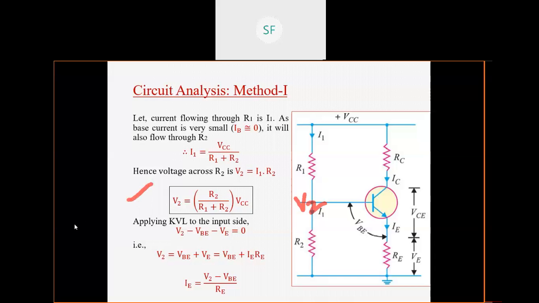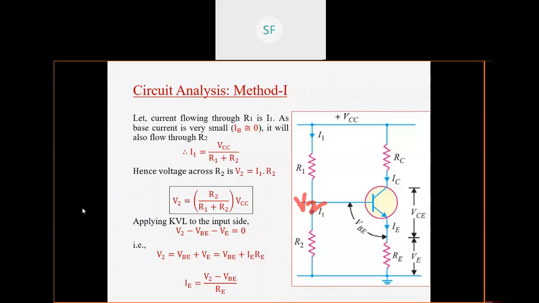All right. So I hope until this point there is no problem. Just pay a little bit more attention here. So you have reached V2. Now we are doing circuit analysis.